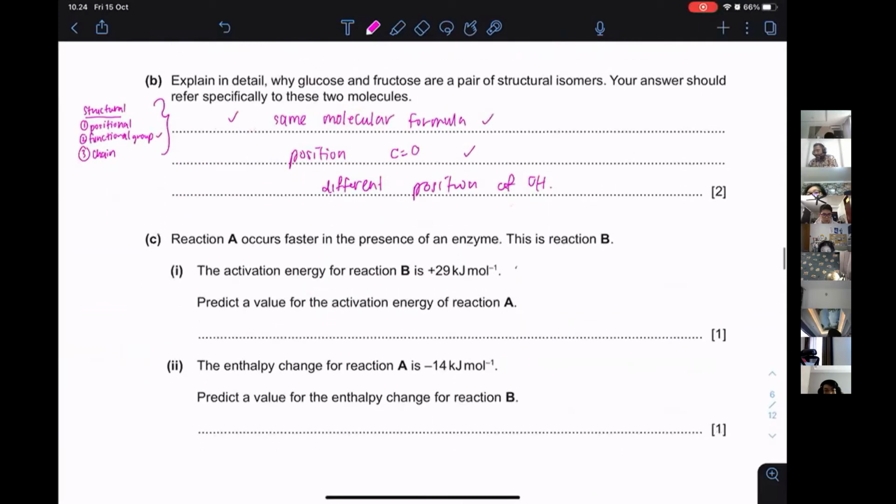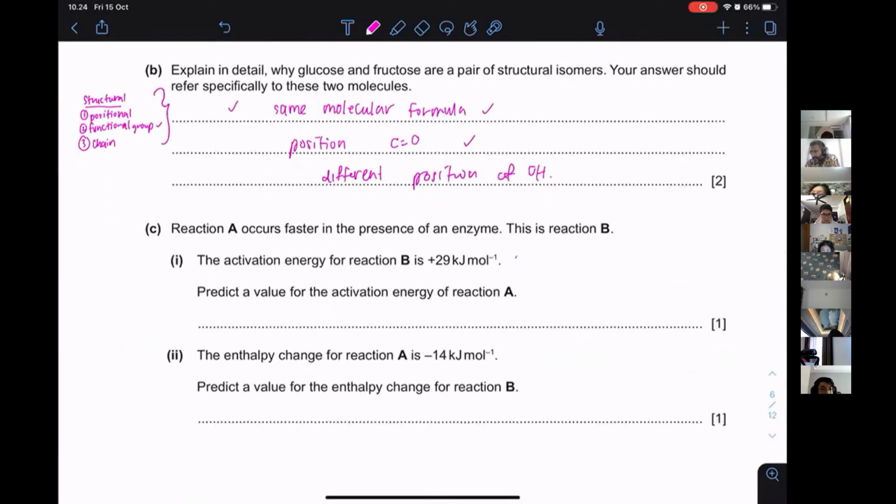The next question: reaction A occurs faster in the presence of enzyme. They say this particular hydrolysis will be faster if you put enzyme, and with the enzyme, that is called reaction B. The activation energy with the enzyme is 29. They say predict the value of activation energy for reaction A without enzyme. So of course greater than 29. I just randomly put 50 kilojoules, as long as whatever you predict is greater than 29.